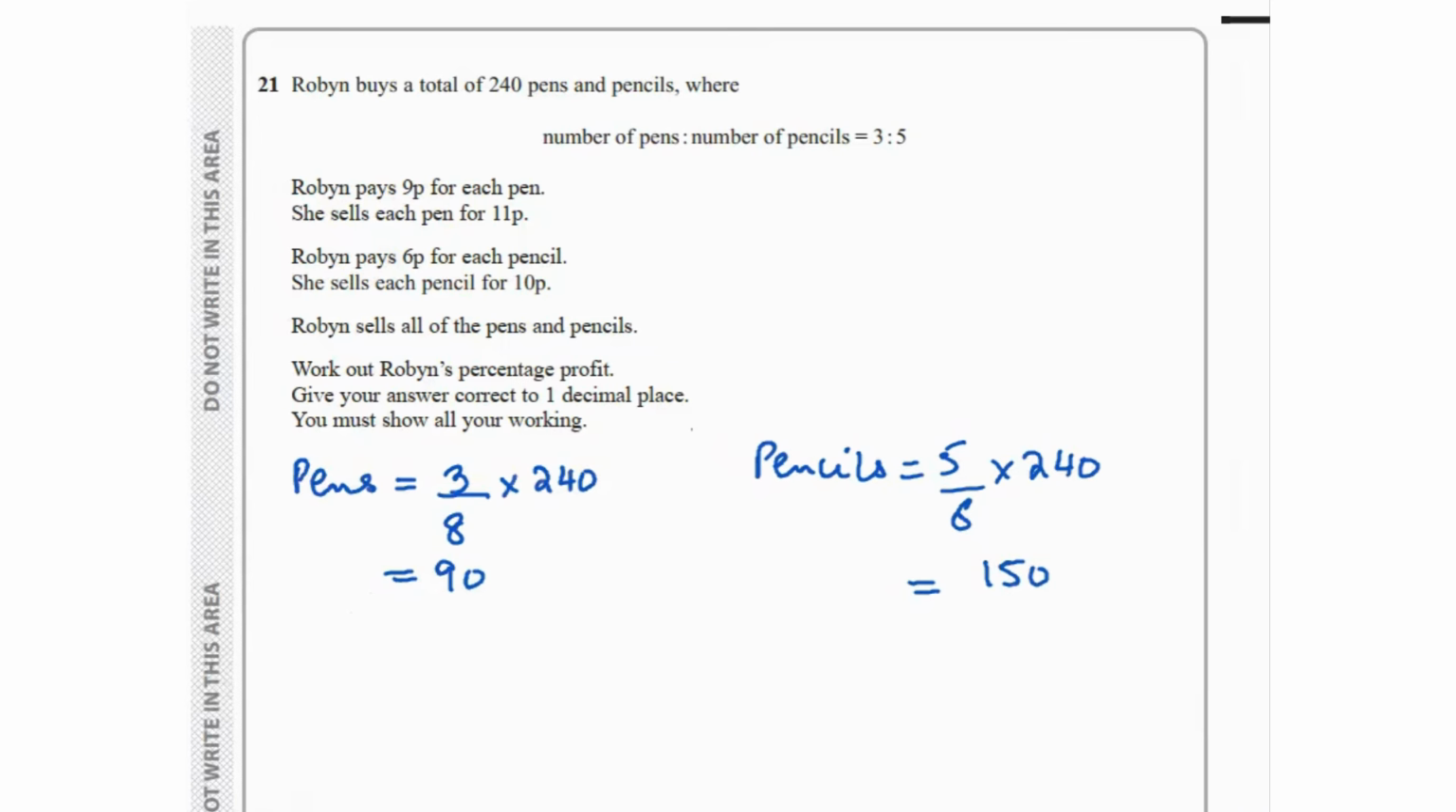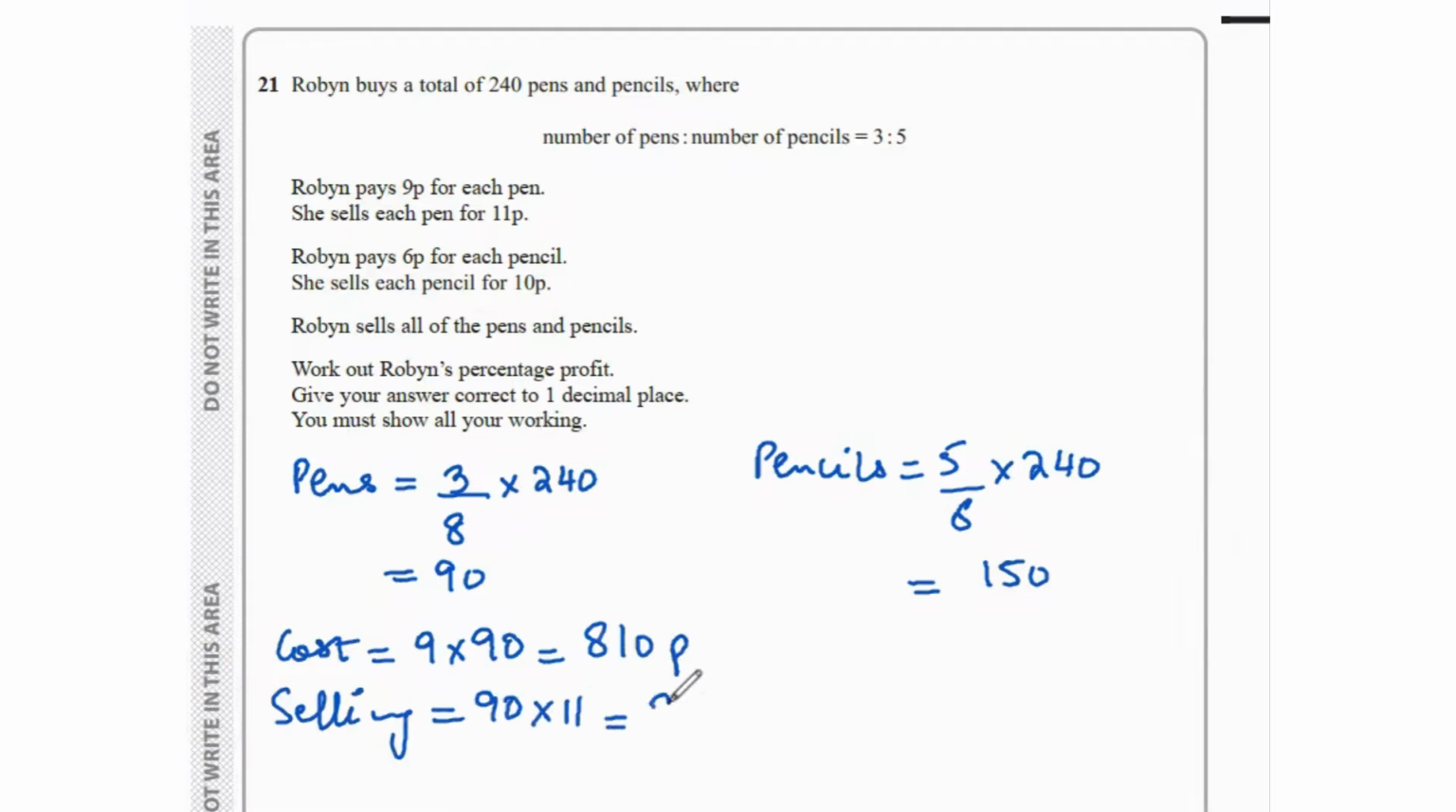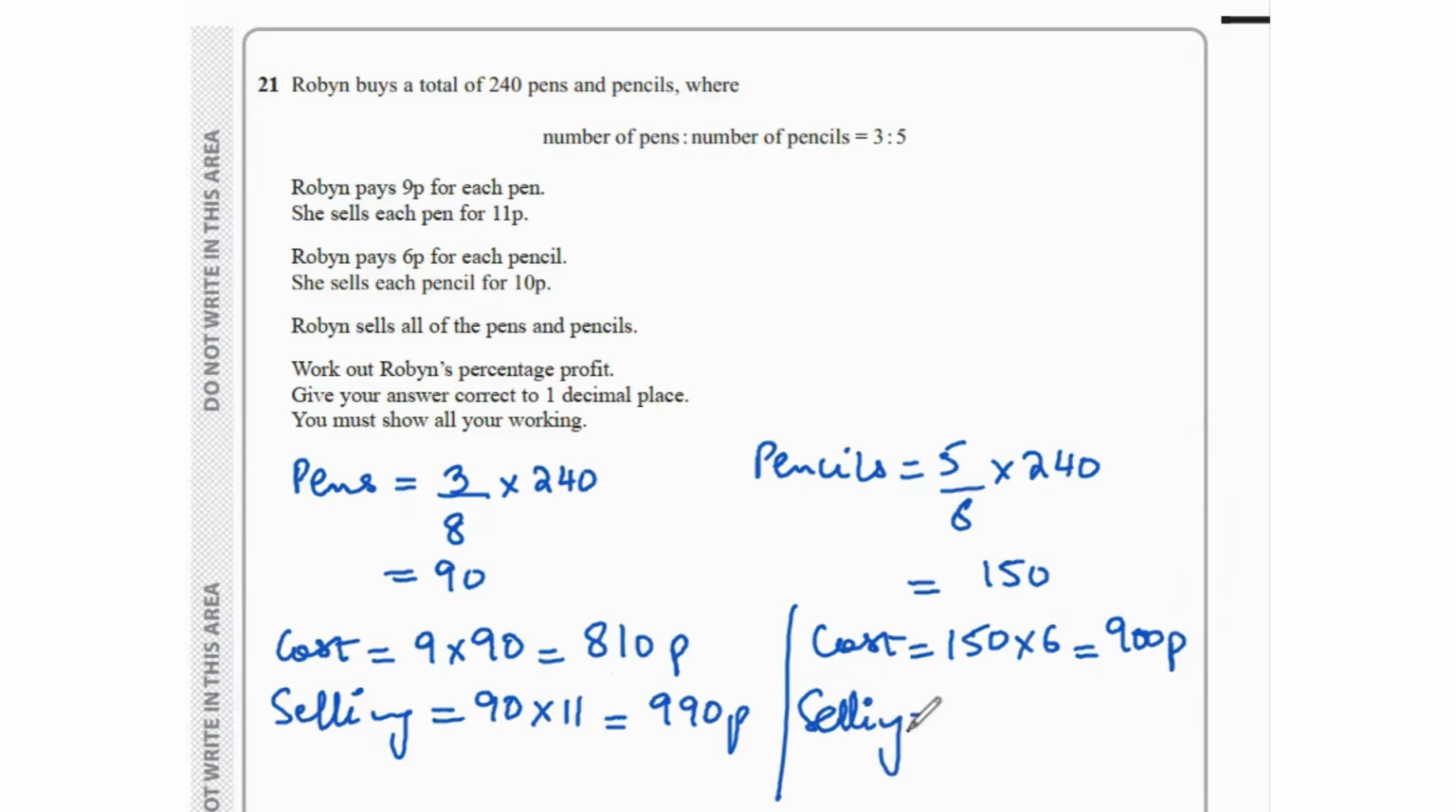Each pen is bought for 9 pence and he's selling it for 11. So cost, that's going to be 810 pence. Selling price is going to be 90 times 11, which is 990 pence. Then for pencils, the cost is going to be 150 times 6, which is 900 pence. And the selling is going to be 150 times 10, which is 1500 pence.